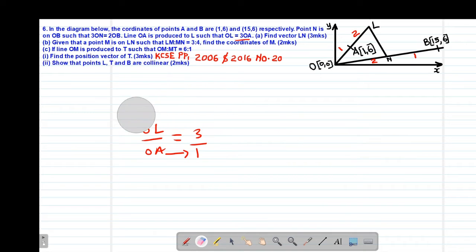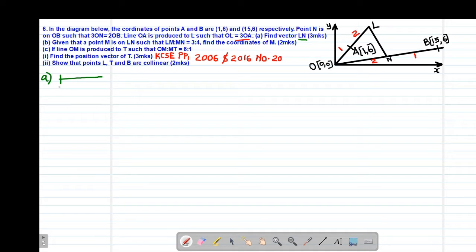Then, after interpreting the ratios, I'm going to move to part A of the question, whereby I'm told to find the vector LN. So we can only find that vector if we have the coordinates for point L and also the coordinates for point N. Therefore, to find the coordinates for point L, I'm going to use the line OAL. Of course, I combine with what we call the ratio theorem, which is taught at Form 3 level.